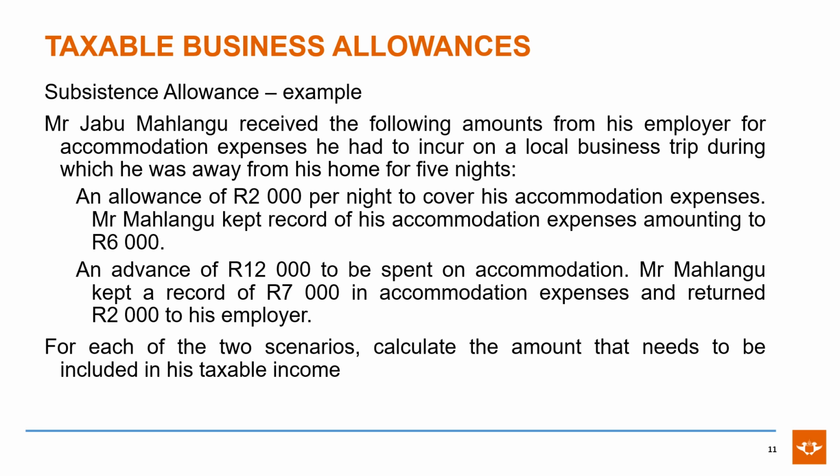Mr. Mashlangu received the following amounts while on a business trip: an allowance of R2,000 per night for accommodation, and an advance of R12,000. He only spent R7,000 and returned R2,000 to his employer. Calculate the amount that needs to be included in his taxable income.